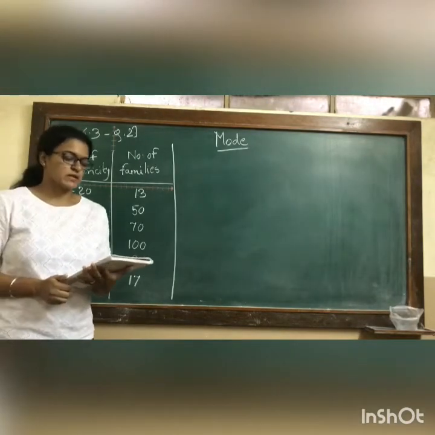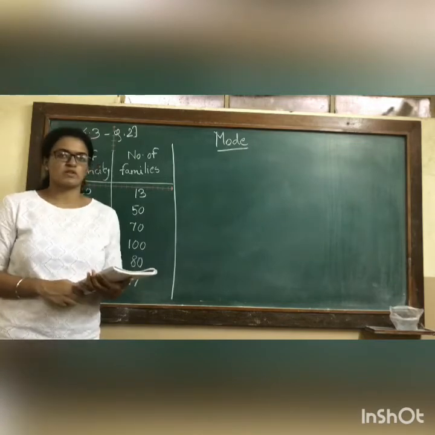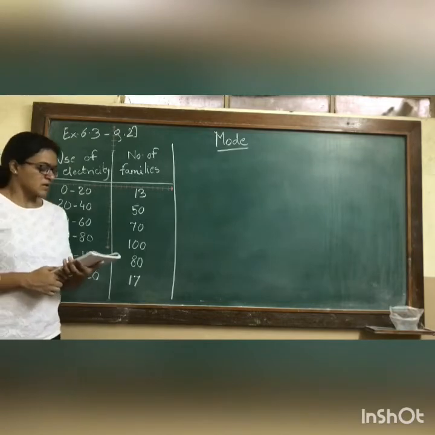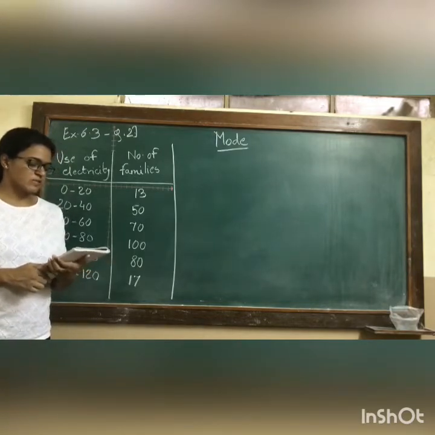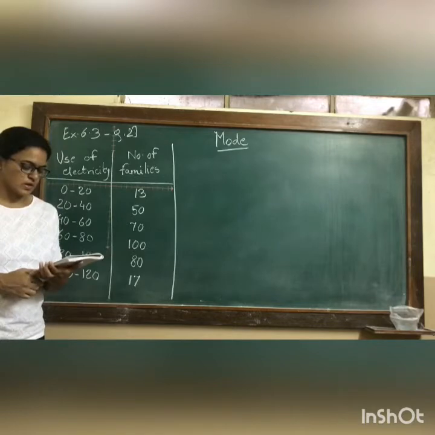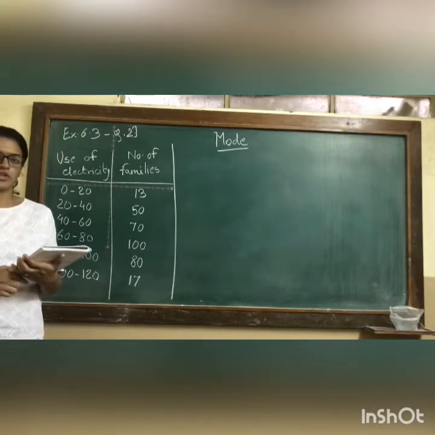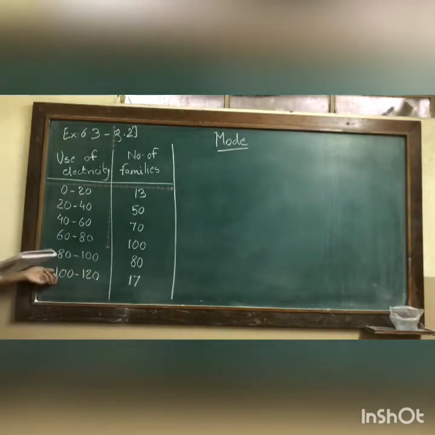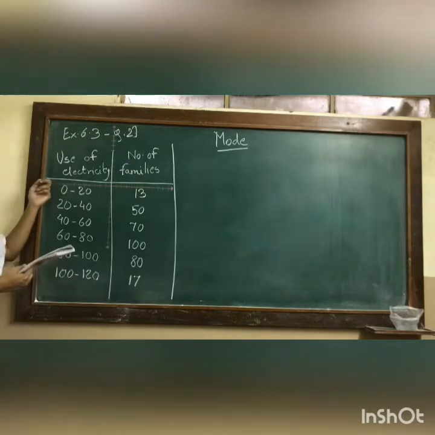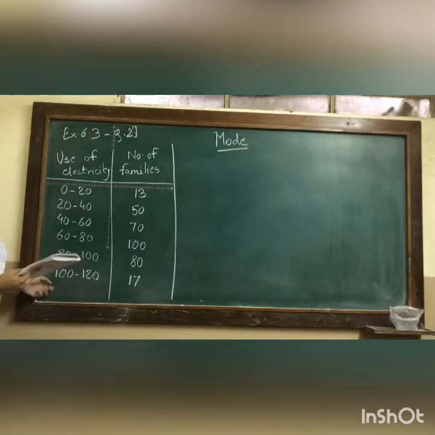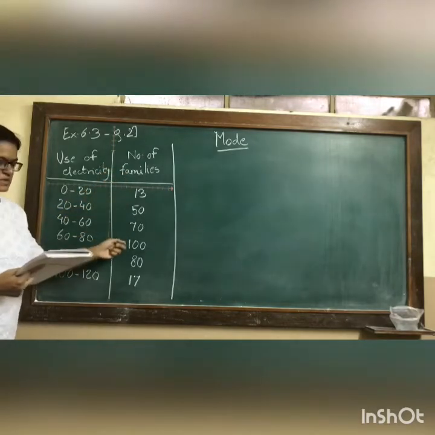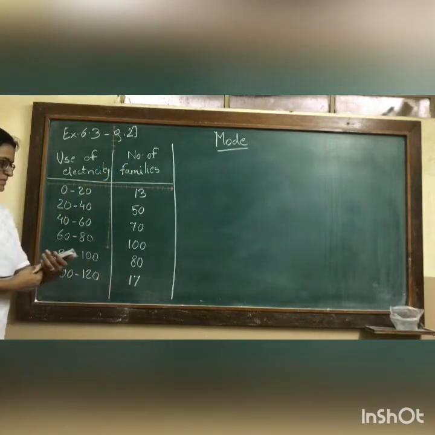Let us move to practice set 6.3, page 149. I have taken the second question. It reads, electricity used by some families is shown in the following table. Find the mode for use of electricity. So for this data, we have to find the mode. The first column is use of electricity, that is the classes, write it down as it is. And the next column is number of families, that is the frequencies, write it down as it is.